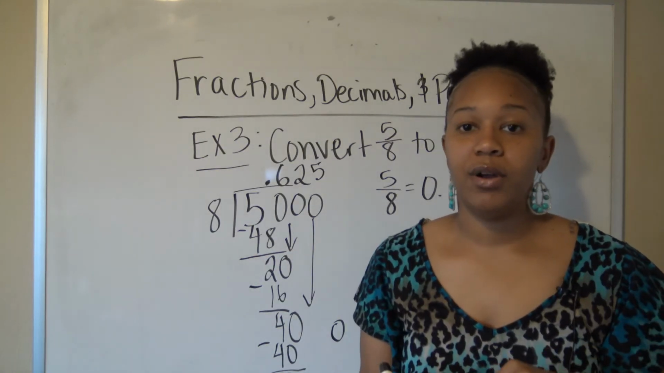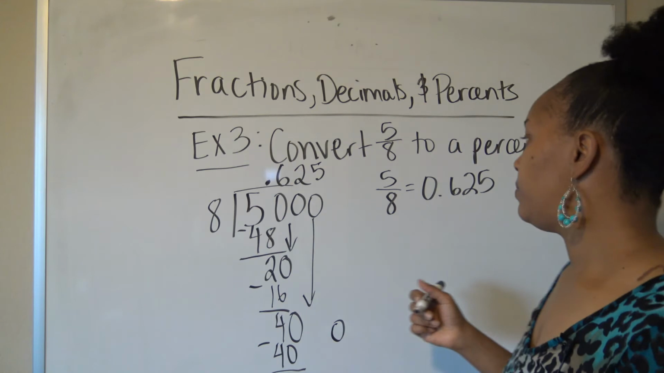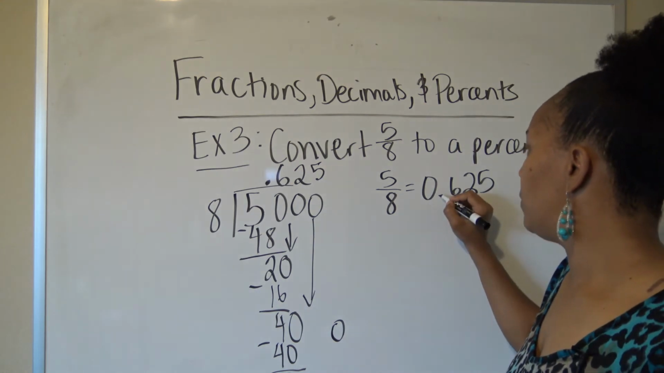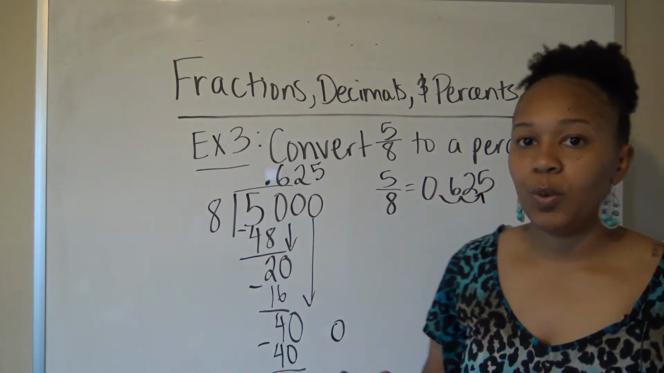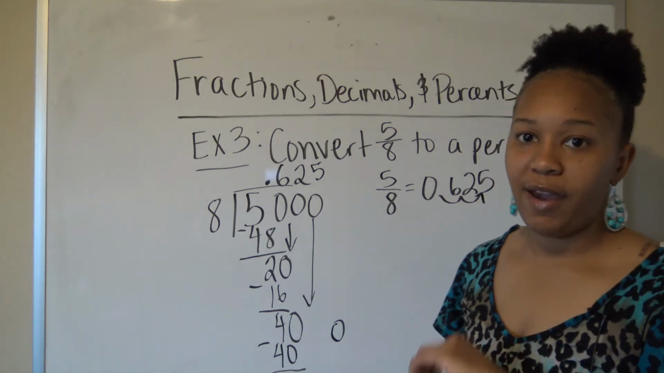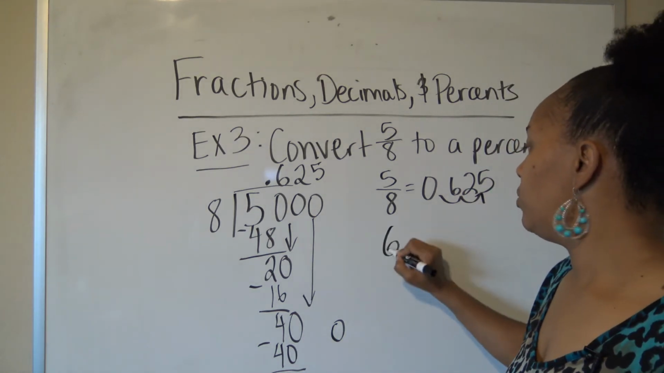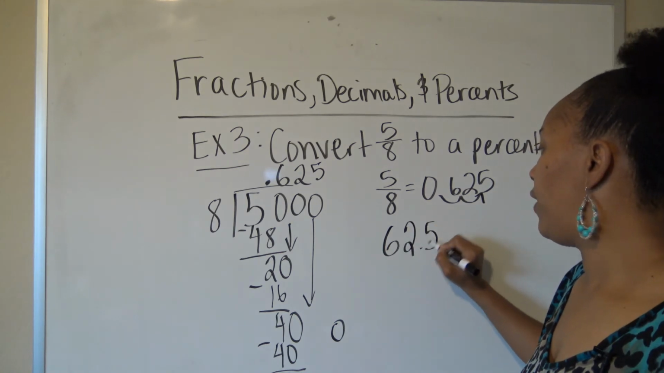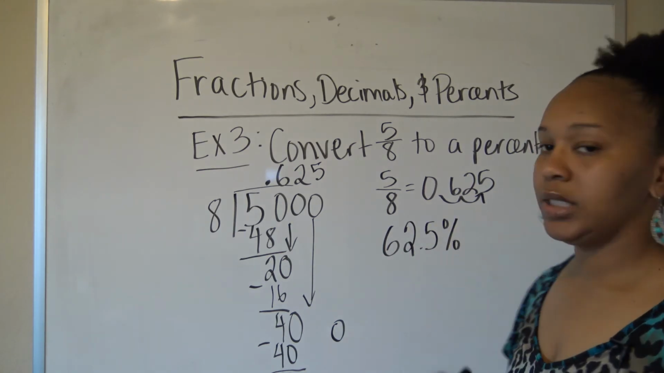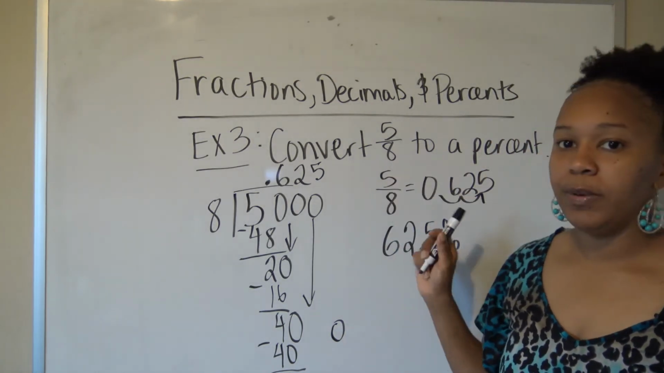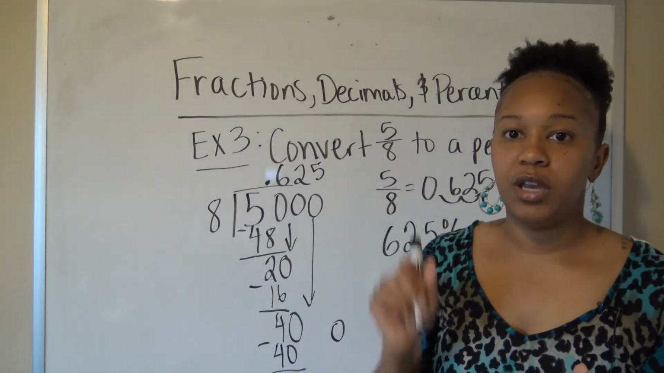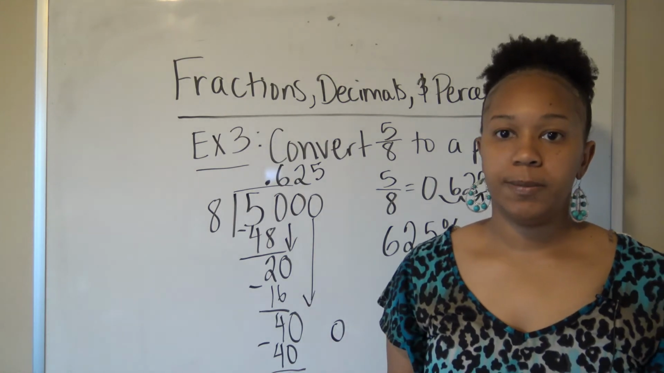Now we want to convert from the decimal to the percent. The way we would do that is we would take this decimal and move it 2 times to the right, and so the decimal would now be after the 2, and so this will be equal to 62.5%. Okay, so that's how we would take a fraction and convert it to a percent. We will first convert it to a decimal, then convert the decimal to a percent.